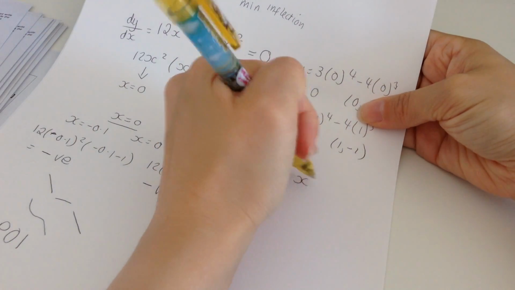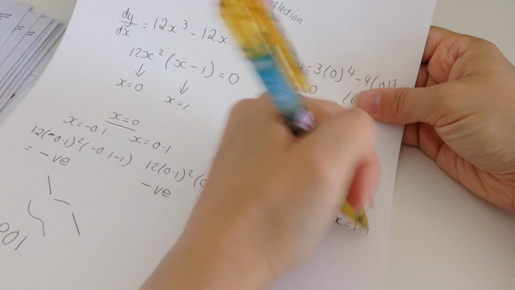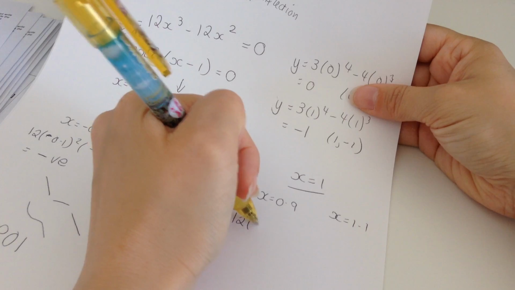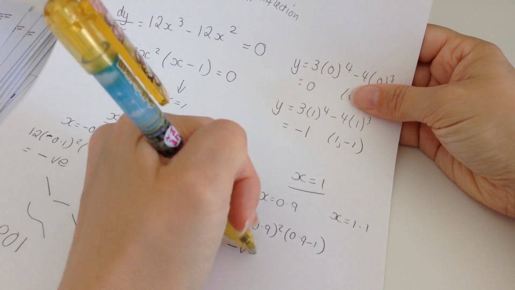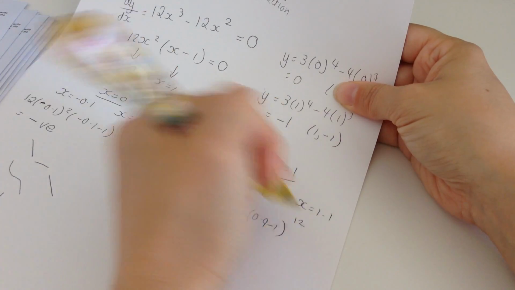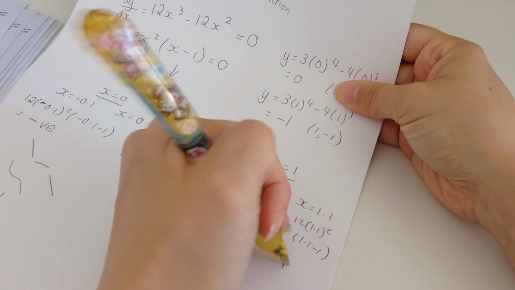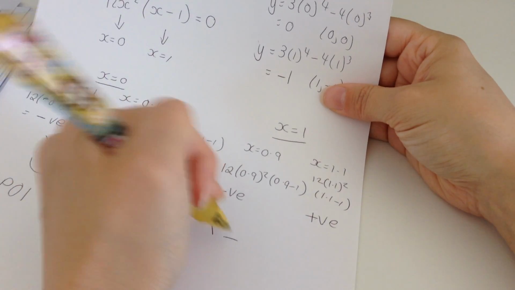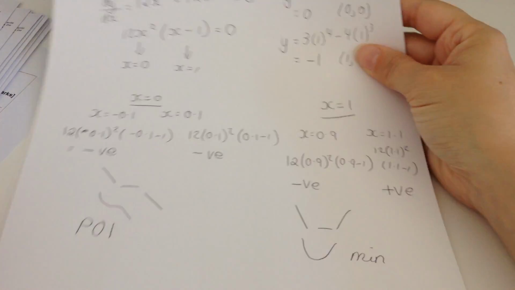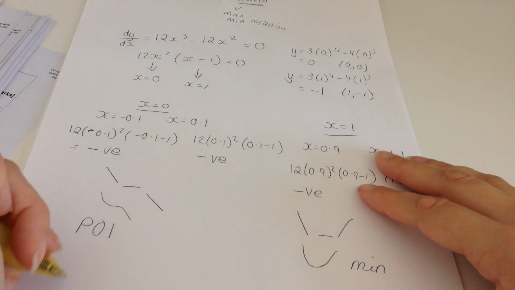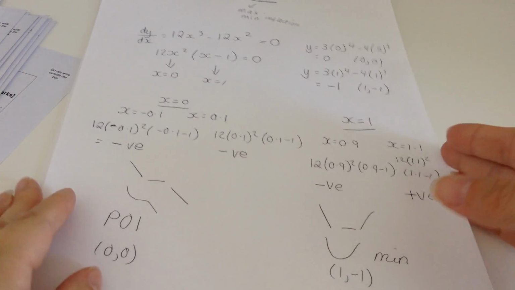And then we do x equals 1. We're going to go a little bit to the left and a little bit to the right and find the gradient. Right, that's going to be negative, and then this one is going to be positive. So because it goes negative, 0, positive, that is a minimum point. So we can say 0, 0 is a point of inflection, and 1 minus 1 is a minimum point.